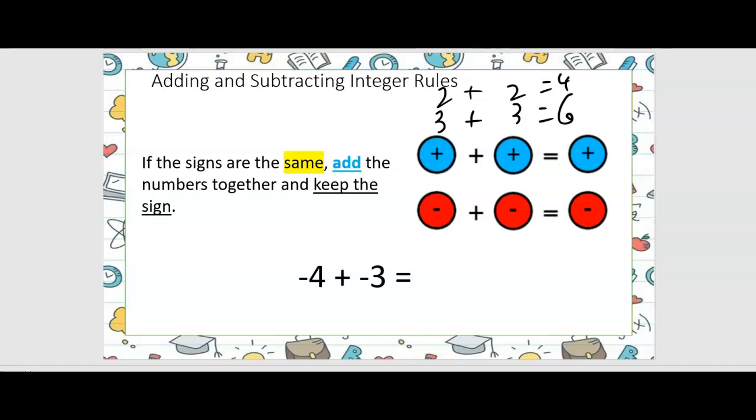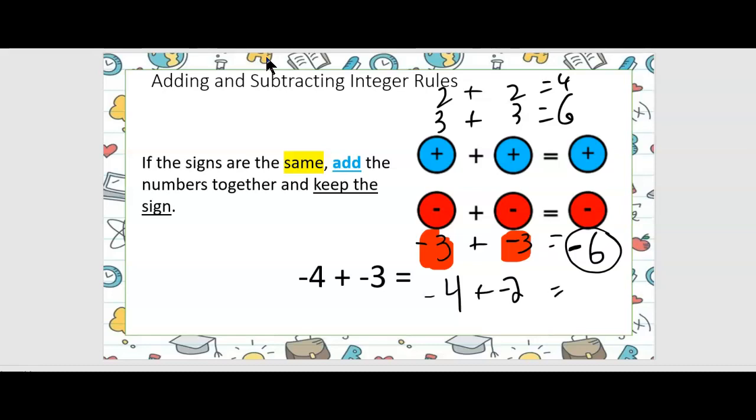Now, what about the negatives? Same thing. A -3 plus a -3 is, how many negatives is that? 3 negatives plus 3 negatives is a total of how many negatives? 6 negatives. Just put that negative right there in the front. So if you do a -4 plus a -2, same thing. We're just taking a -4, a -2. How many total negatives is that? 4 negatives plus 2 negatives is 6 negatives, isn't it?